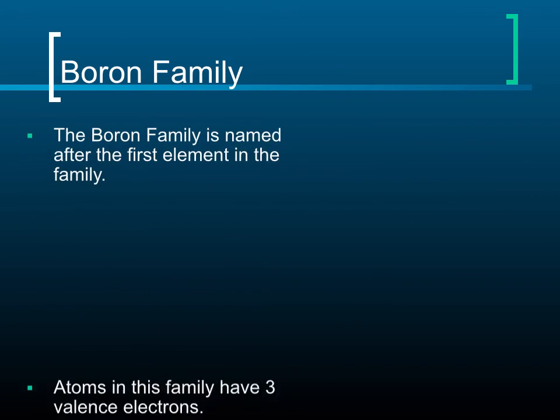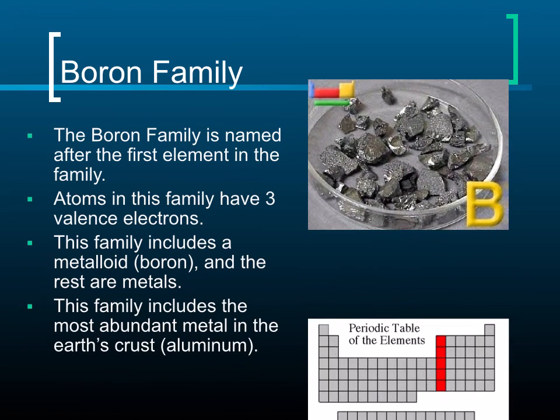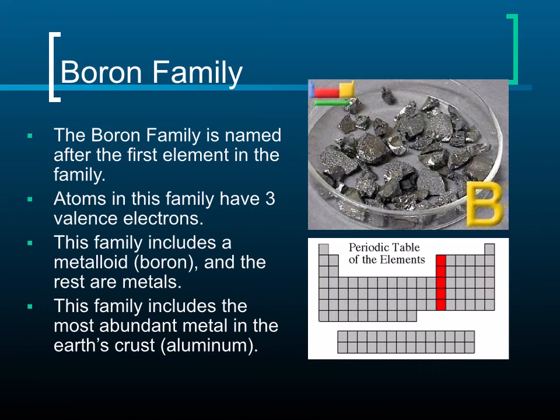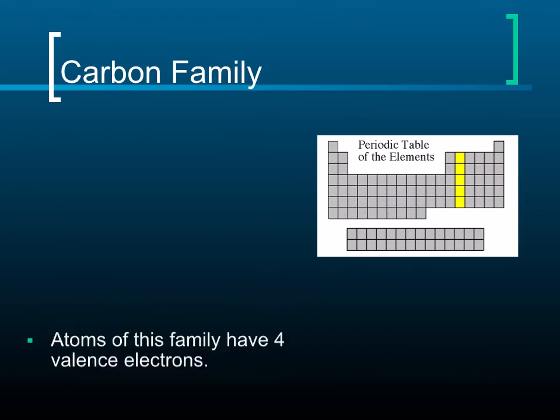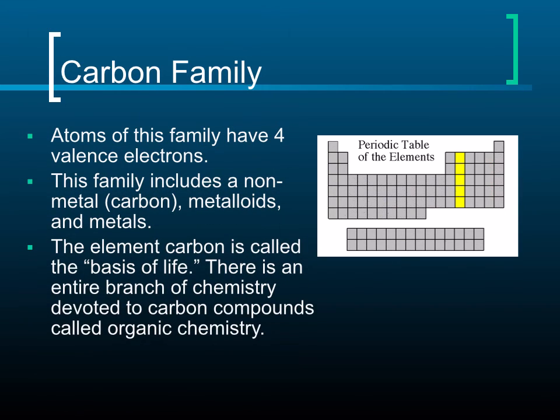The next group, 3A, is the boron family. Boron is that top row, and it's in group 3A, which means it has 3 valence electrons. The rest of these are metals except for boron, which is a metalloid, and it also contains aluminum. The carbon family is group 4A, and you guessed it, there's 4 valence electrons because it is in group 4A.